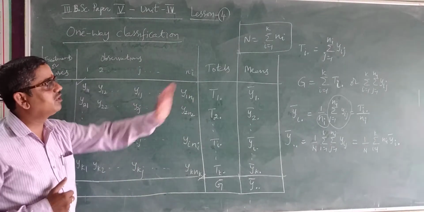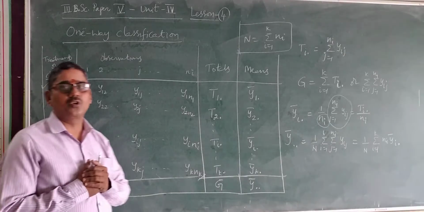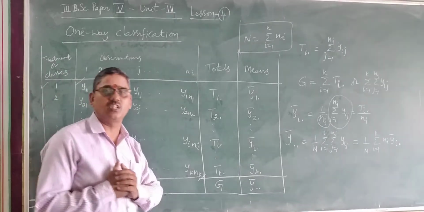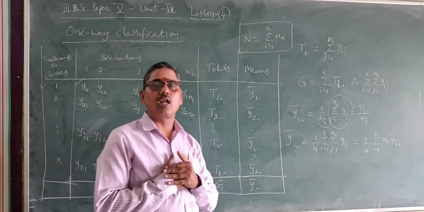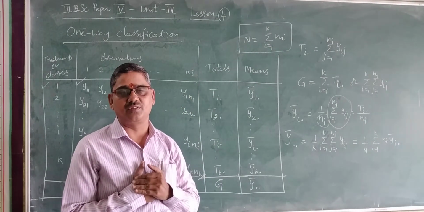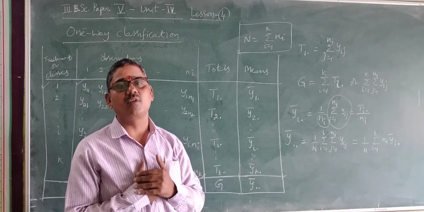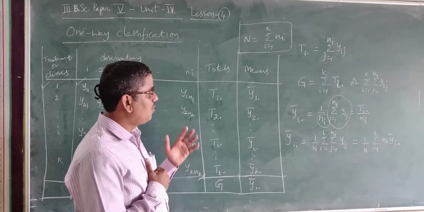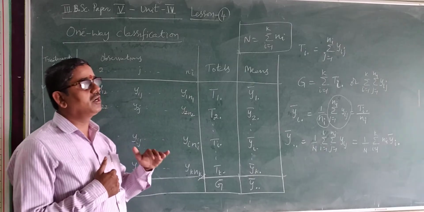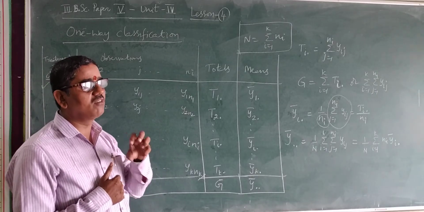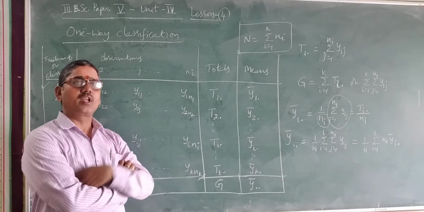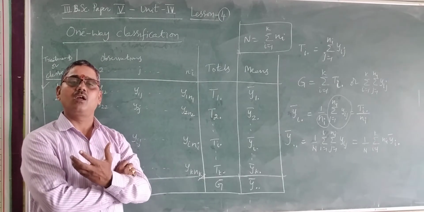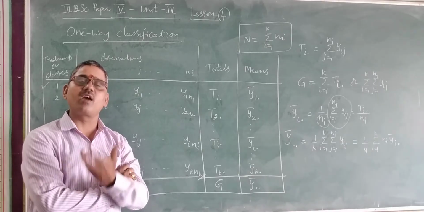And then I have given the formulas here. So this entire analysis is such that capital N is equal to the summation of ni from i equal to 1 to k. Capital N is the total number of observations. Now I tell you another important factor. It is called source of variation. What is the variation? That is our actual requirement.